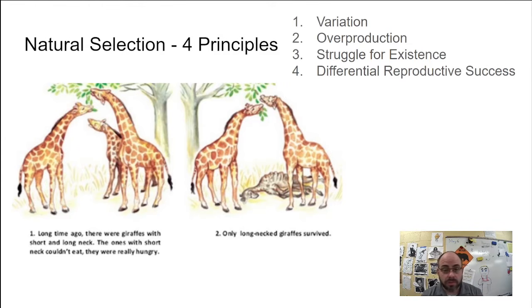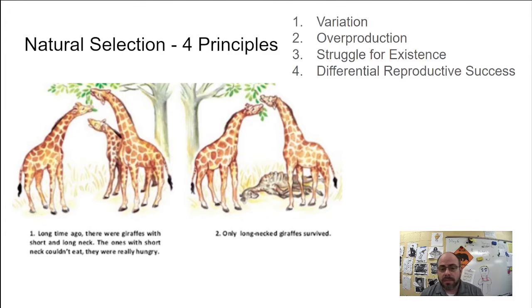There's a limitation, and so what does that create? Step 3, struggle for existence. There's going to be some giraffes that are able to eat, and there's going to be some that are really hungry and then kind of fall over and shrivel up and die in the background. And then step 4, differential reproductive success. What does that mean? The long-necked giraffes will reproduce. The short-necked giraffes will shrivel up and die in the background with the picture. And the long neck is going to be passed from one generation to the next.